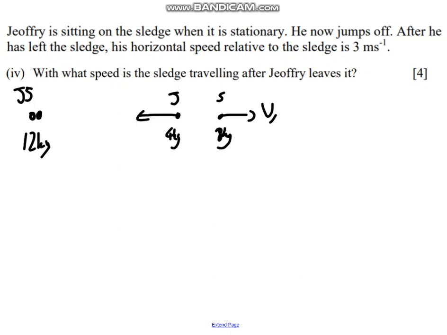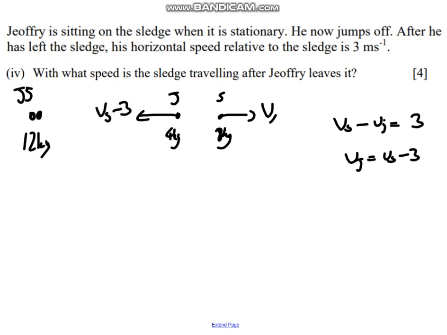Now it says that Jeoffry has left the sledge, his horizontal speed relative to the sledge is 3 meters per second, not relative to the still earth, but relative to the actual sledge. So Jeoffry will be travelling 3 meters per second relative to the sledge. So the velocity of the sledge minus the velocity of Jeoffry must be equal to 3. And so the velocity of Jeoffry is going to be the velocity of the sledge minus 3. So we're going to call this Vs minus 3.